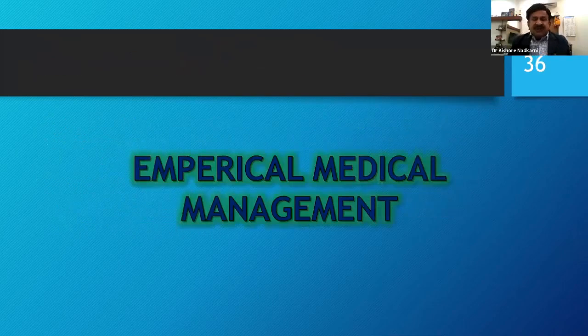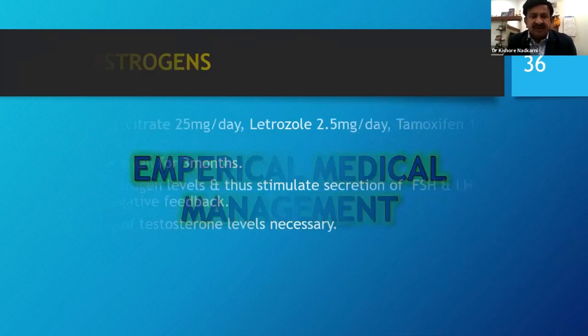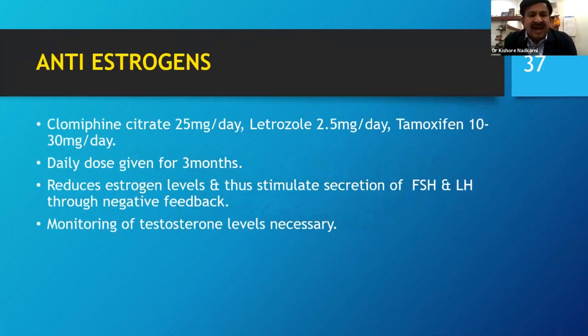Now, these are the specific conditions where we give treatment in male infertility. Now let us go on to empirical medical management of male infertility. Now we all know we give anti-estrogens. Many people give clomiphene citrate and letrozole to patients with empirical subfertility, with low counts and low motility. What is the rationale? The rationale is anti-estrogens.